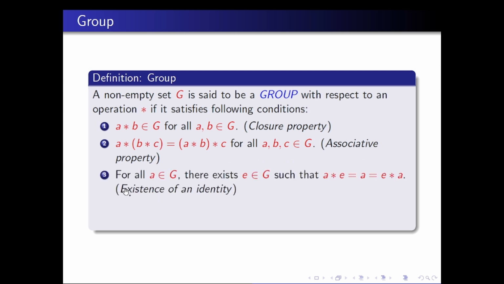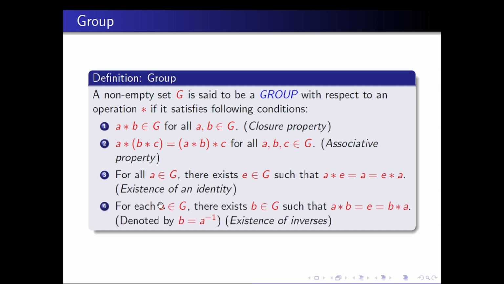Property number 3: for all A belonging to G, there exists an element E in G such that A star E is equal to A and E star A is also A. This element E is called the identity element of G with respect to star, and this is called the property of existence of an identity.